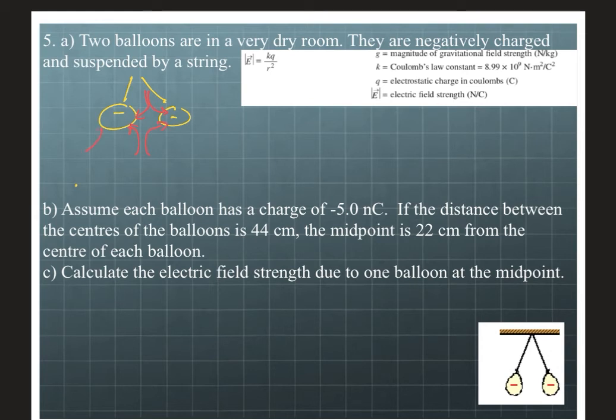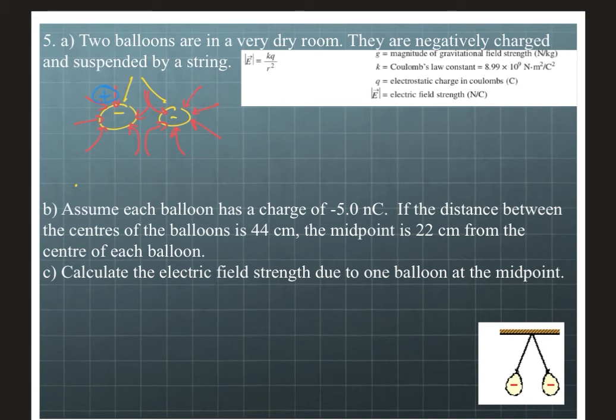But again, every other field line that's around this balloon is going to be attracted to it. Why? Because remember, every test body we put in the middle is positive, and it always goes from positive to negative. So this is job number 1, is can you actually draw that in?